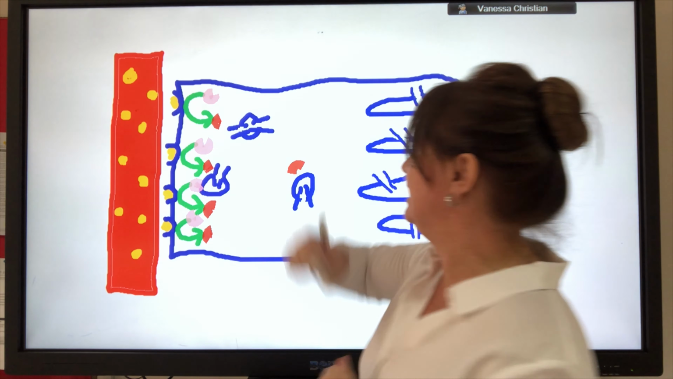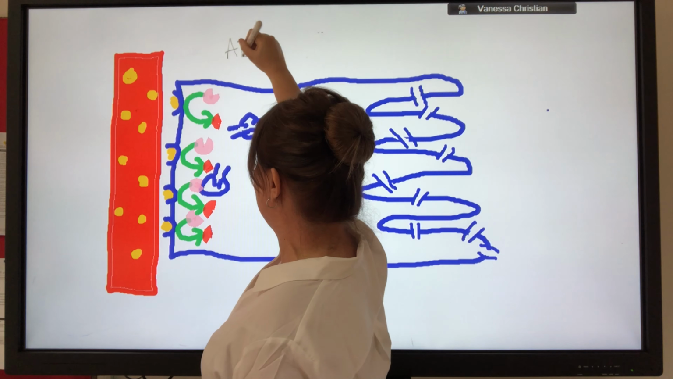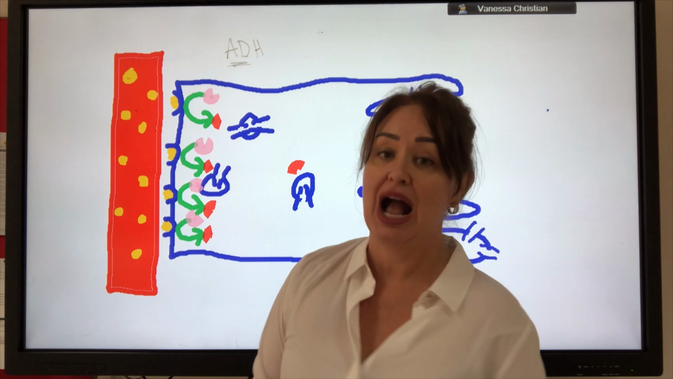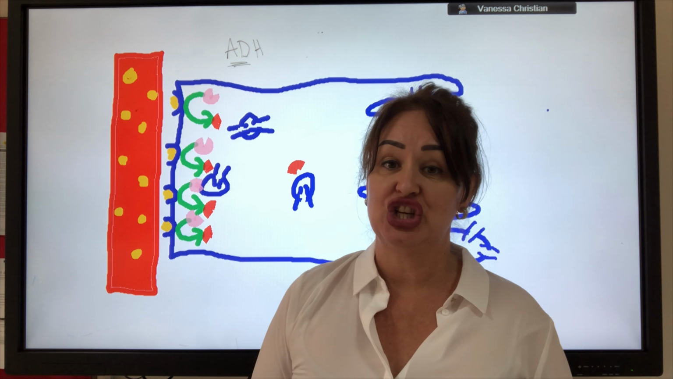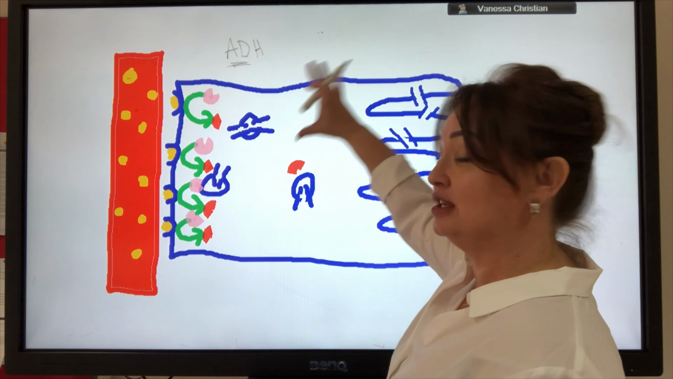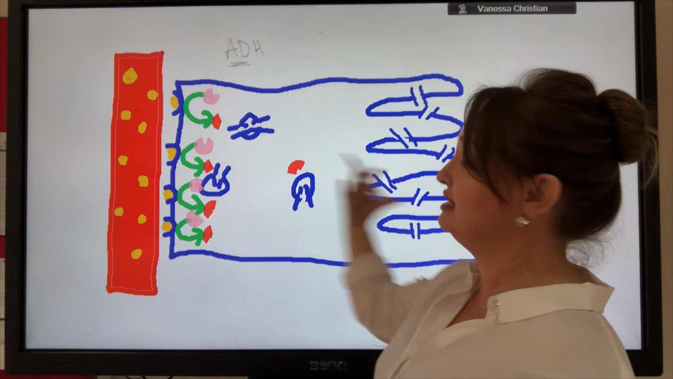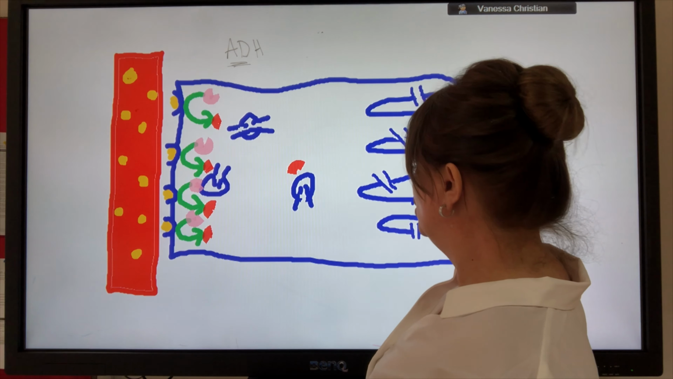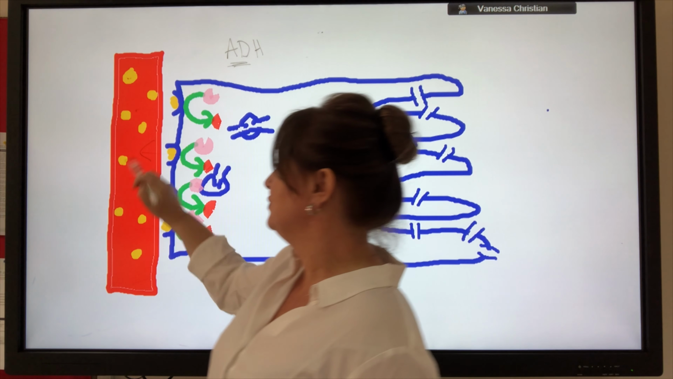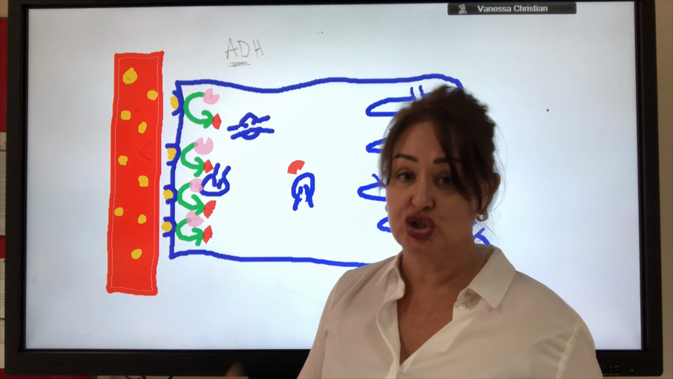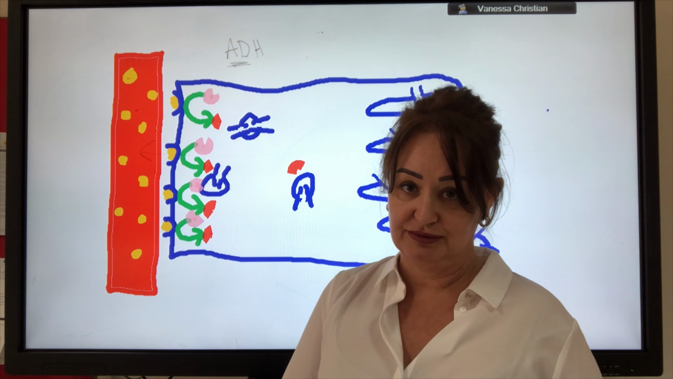And the way to remember it is that ADH adds aquaporins. ADH adds aquaporins. If you're adding aquaporins, you're adding water channels. That increases the permeability of the collecting duct to water, which means that water is able to move back into the blood and help to restore the water potential.